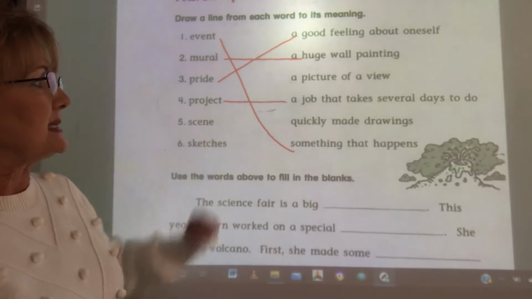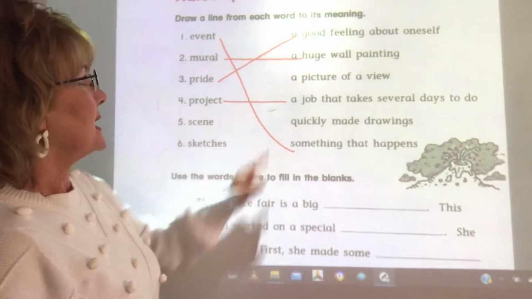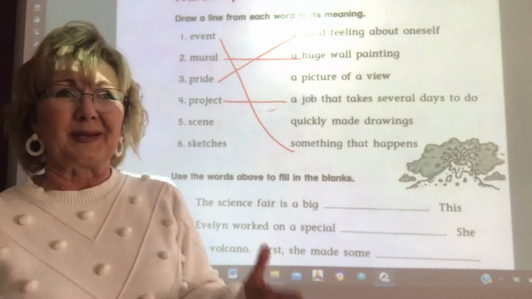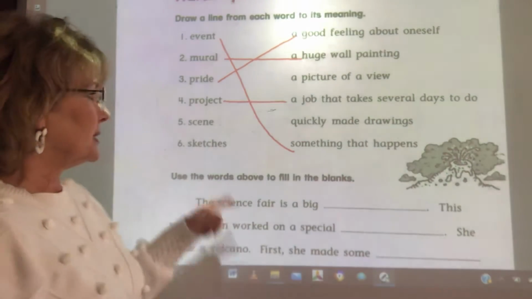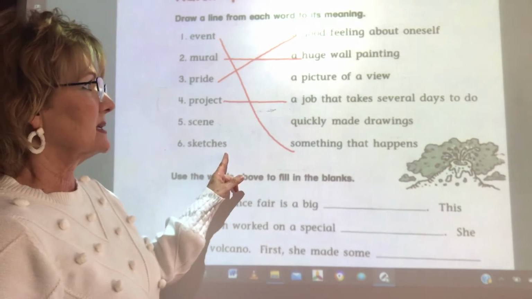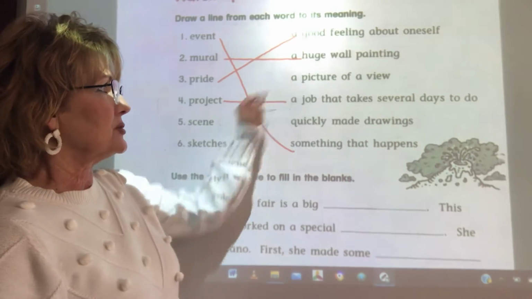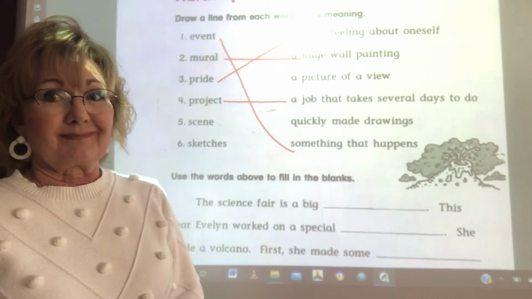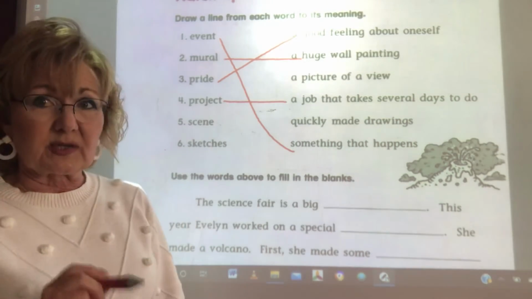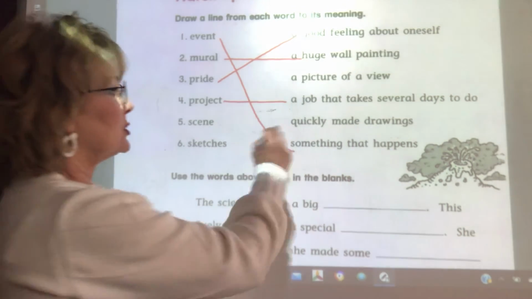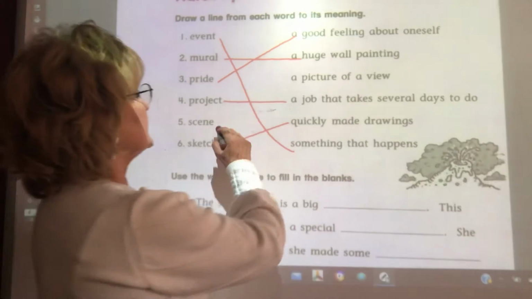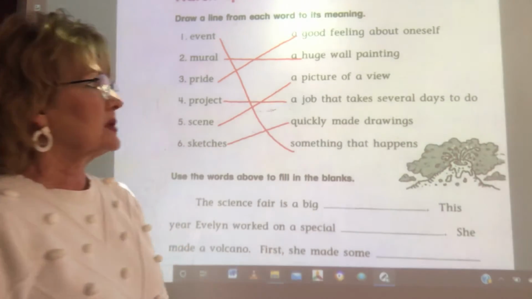A scene, what is a scene? Is it a picture of a view or is it quickly made drawings? You can go, well, I could draw a scene, but look here, sketches. Is a sketch a picture of a view or is a sketch quickly made drawings? That one's a little tough, but if I asked you to sketch out something, you would just do a quick little drawing of it. So a scene must be a picture of a view.